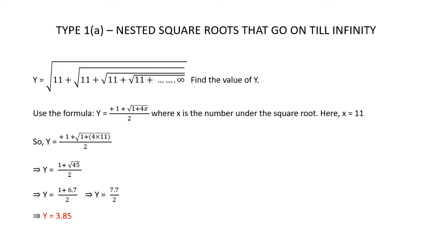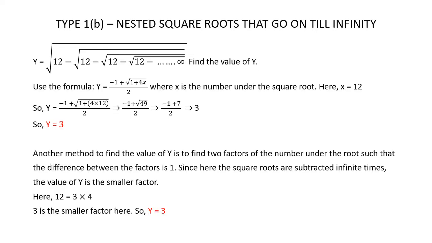Now root of 45 is 6.7. So y is equal to (1 plus 6.7) divided by 2, which is 7.7 divided by 2. So y is equal to 3.85.